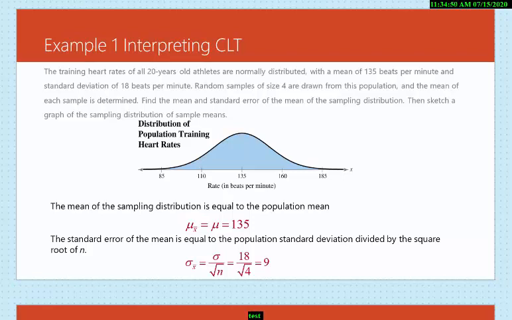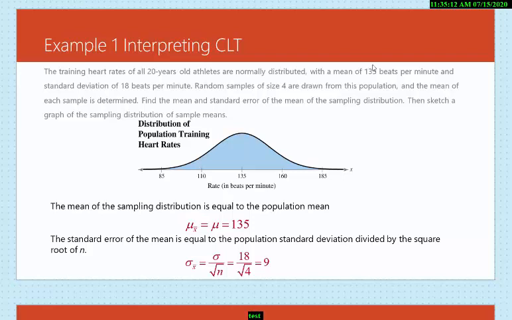So if we want to know the mean and the standard error of the sampling distribution, remember, standard error is sigma divided by the square root of n. So the mean is going to be 135, exactly the same as the mean of the population that we have right here.